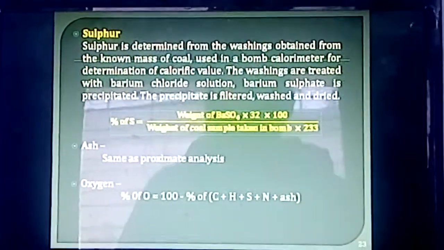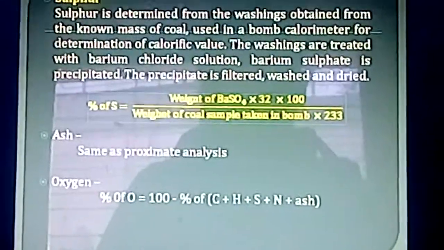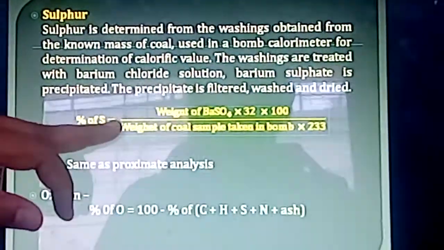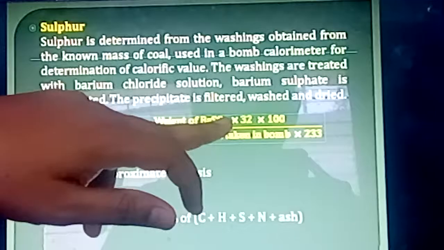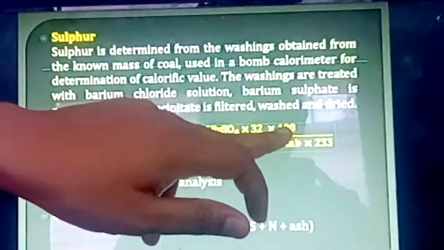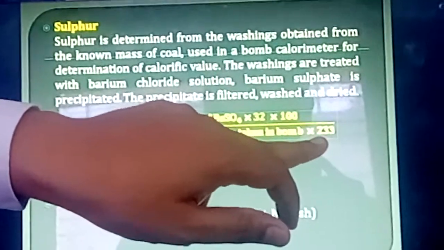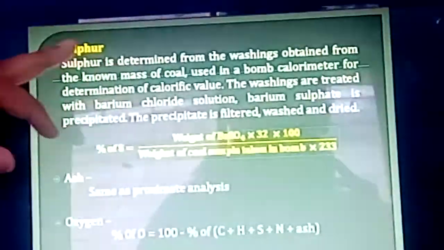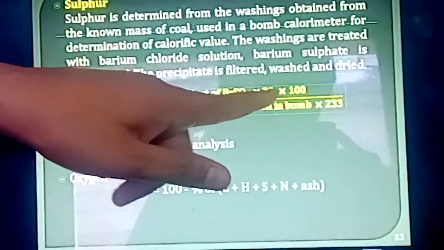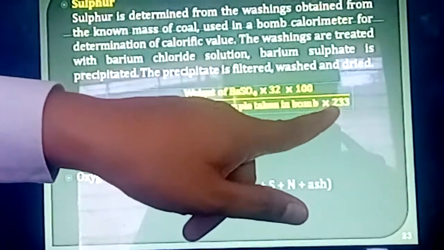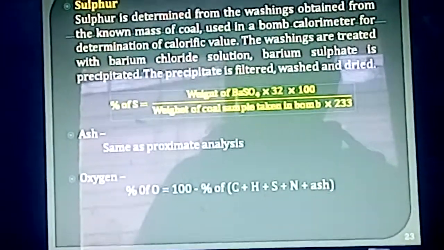Then the barium sulfate precipitate is filtered, washed, dried, and the weight of the barium sulfate precipitate is taken. So the percentage of sulfur is equal to weight of barium sulfate precipitate divided by weight of coal into 32 divided by 233 into 100. 32 is the atomic weight of sulfur. 233 is the molecular weight of barium sulfate. Why? Because sulfur is converted into barium sulfate. That's why 32 for sulfur and 233 for barium sulfate. In this way, percentage of sulfur can be calculated from the coal sample.